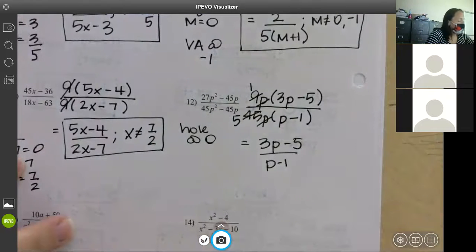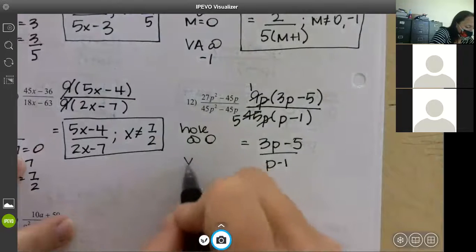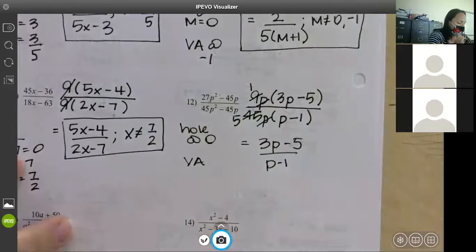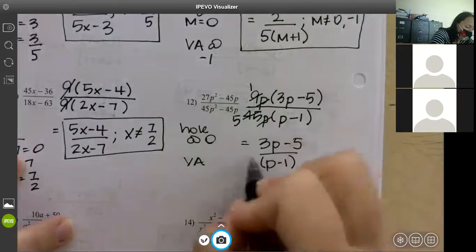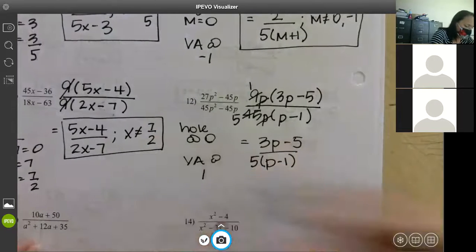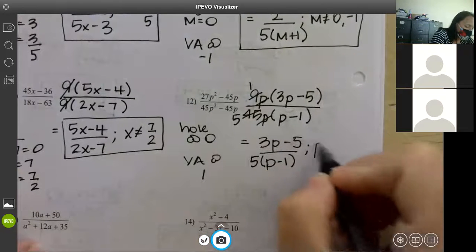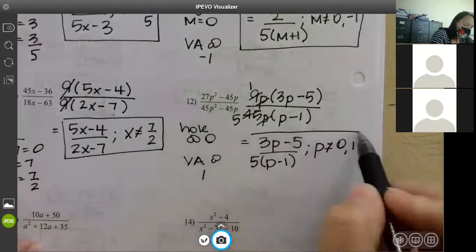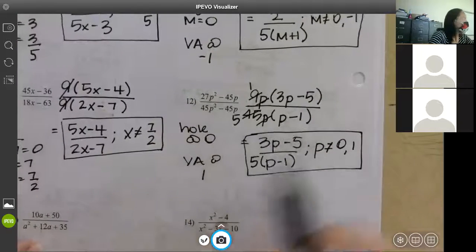Do I have a variable left in the bottom? Sorry. Yes. Oh, sorry. You are correct. I didn't see this 5 hanging out over here. Thank you. Where's my vertical asymptote? That positive 1. So that means p cannot equal 0 and 1. Always tell me if I screw up, please.